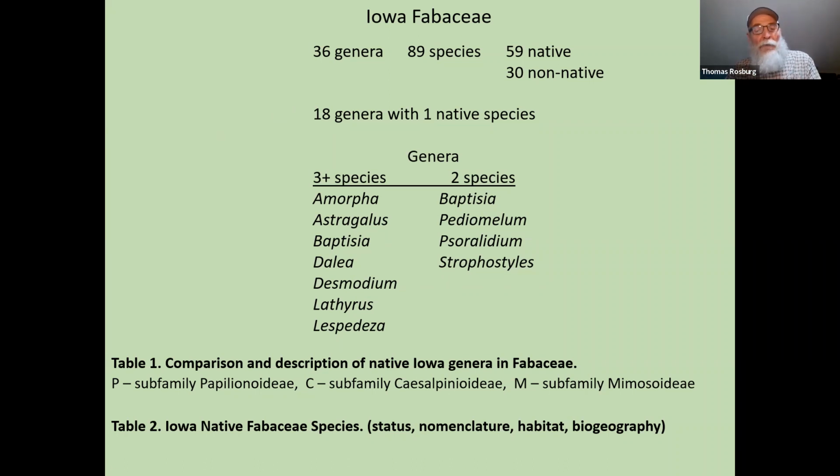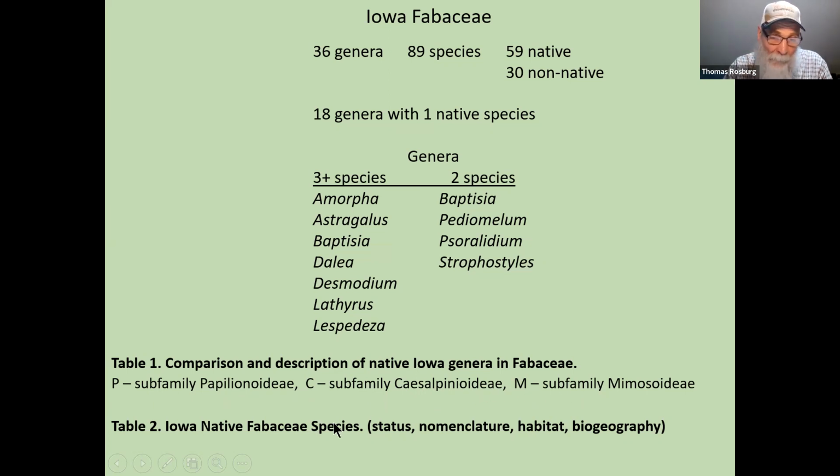So in your packet, you have 2 tables, and this is what I did last year as well. One table is going to go through and show you the genera that have native species. These are the ones that you want to learn. I have a little code that will tell you which subfamily that genus is in. Most of them are in the Papillonoids, of course. There are about 5 genera in the Papillonoids and 2 genera in the Mimosoids.